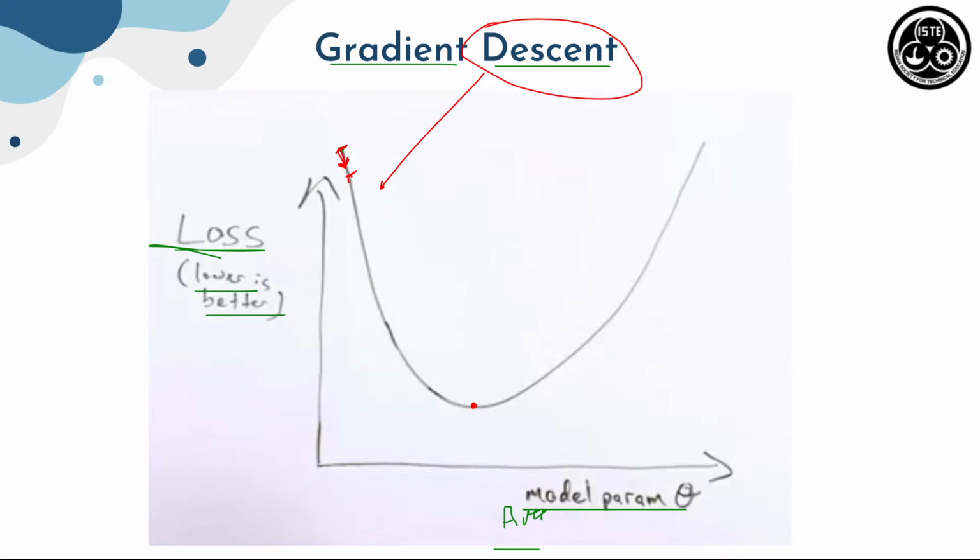Then we again take one step towards the minima. Then again we stand here. Then we again wonder what to do to get to the bottom of the graph. Again we need to get to the bottom of the graph. So we again take one step.